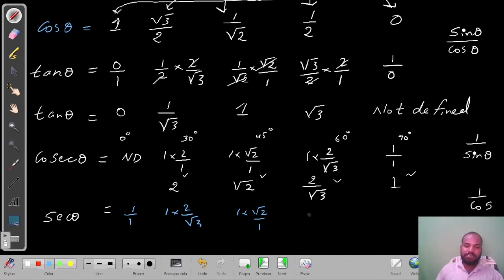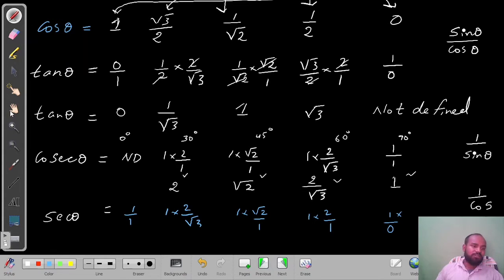That's it. Next, sec 60, that is nothing but 1 into 2 by 1. Next, sec theta is 1 by cos. 1 by cos here, cos 90 is 0, right? So 1 by 0. So we already know, what is 1 by 0? 1 by 0 is not defined.